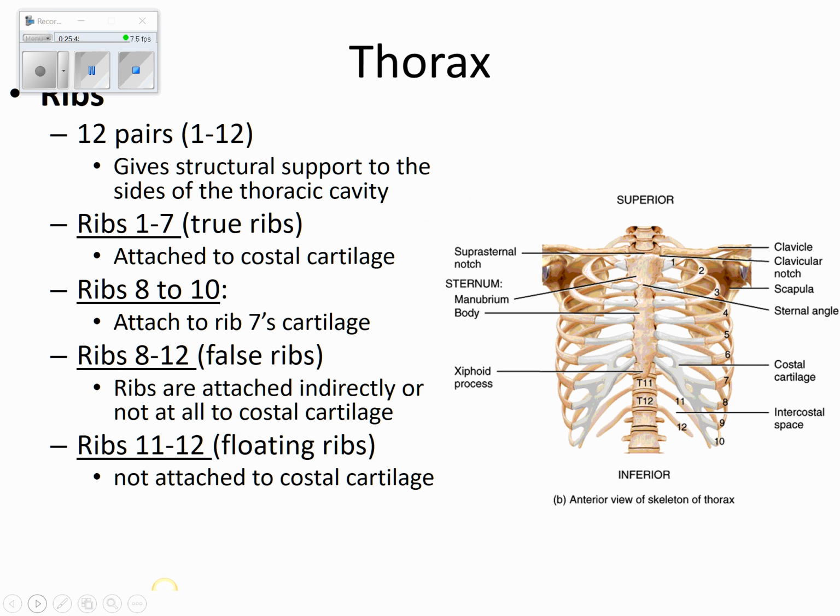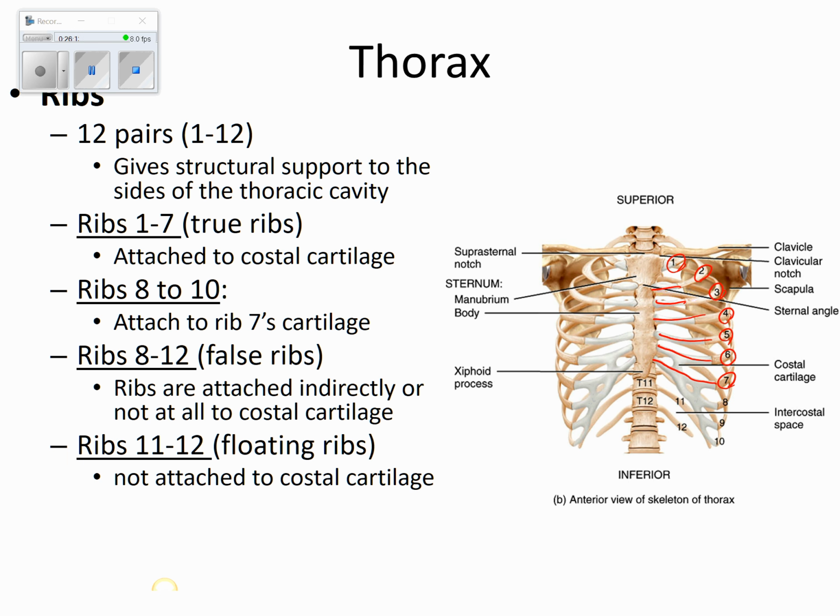Okay, you have 12 pairs of ribs, 1 through 12. They give structural support to the sides of the thoracic cavity. And if you notice here, each one of those ribs is numbered 1 through 12. Ribs 1 through 7 are called true ribs, because they're directly attached to the costal cartilage that goes to the sternum.